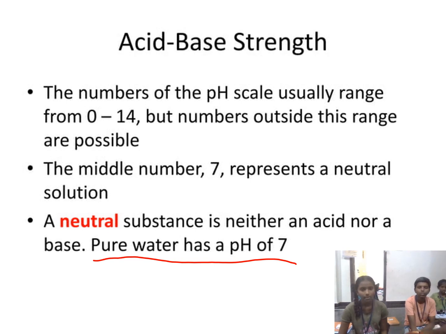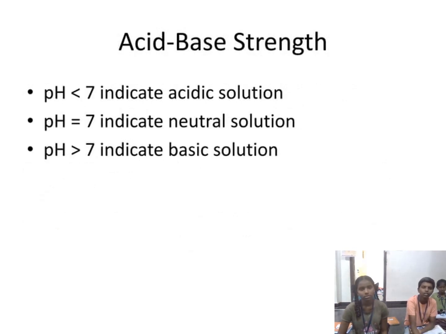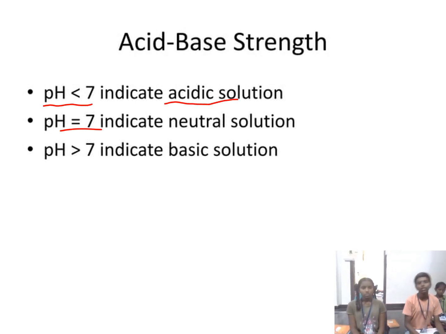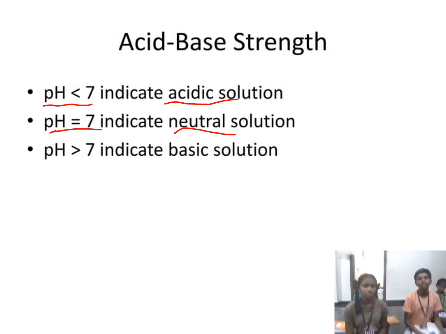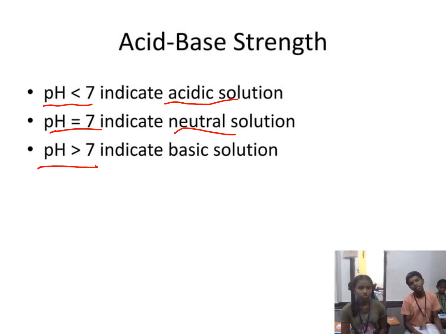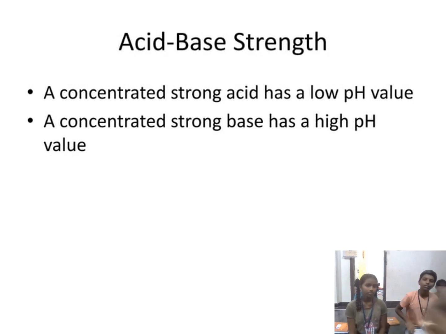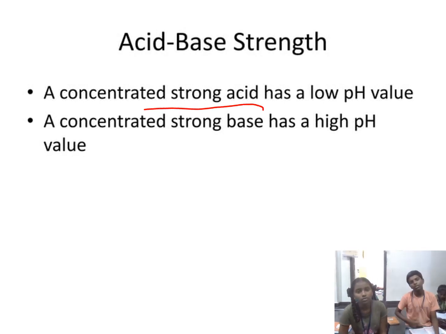Okay. Then acid base strength. If the pH is less than 7, it indicates an acidic solution. If pH is equal to 7, it is a neutral solution. If pH is greater than 7, it is a basic solution. Okay. A concentrated strong acid has a low pH value. Concentrated strong acid, just now we have understood. No? A strong acid will have a low pH.